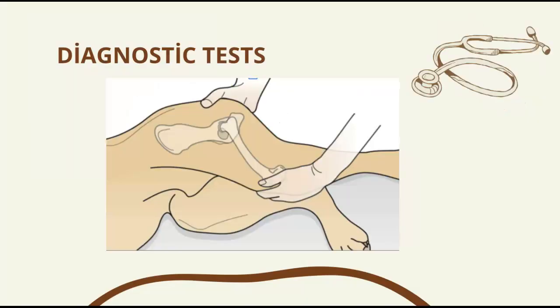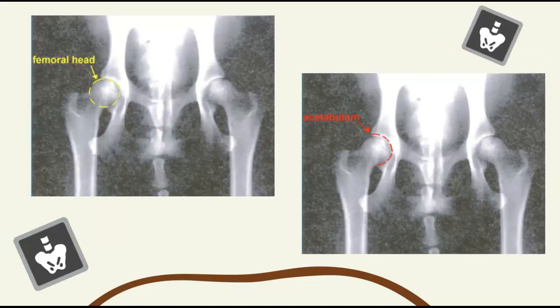We can confirm this with a physical exam or the Ortolani sign, abduct/adduct test under sedation, palpation for laxity, and assess the range of motion, reduced flexion or extension. And here we can see the femoral head on the left and the acetabulum on the right. And this is confirmed using radiographs.